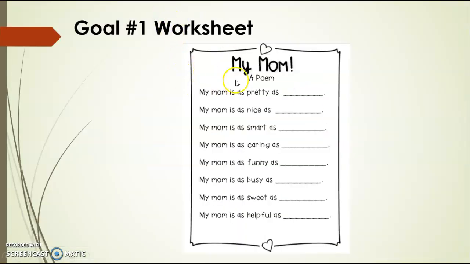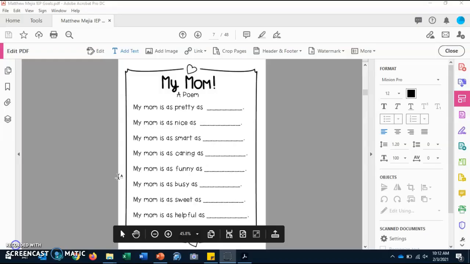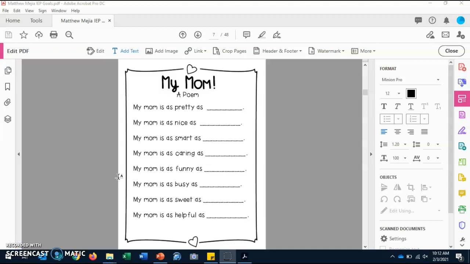So for today's worksheet, it is called My Mom, a Poem. So if you can please take this worksheet out, we will be working on this assignment today. This is our worksheet, Matthew. Do not forget to write your name and the date. And I will be doing the first simile with you, and you will be working on the rest on your own. So we're going to be writing a poem to your mom.